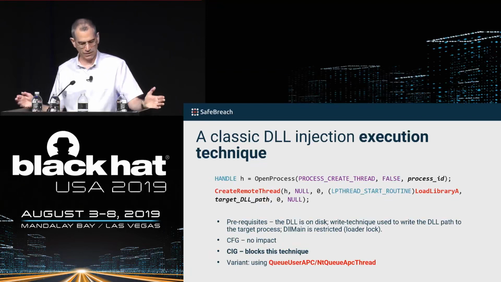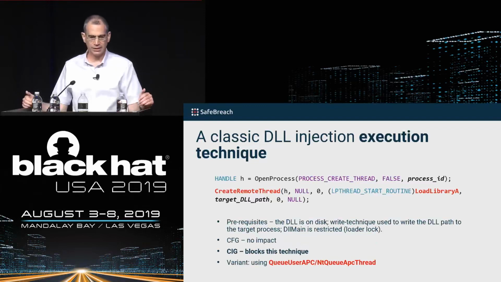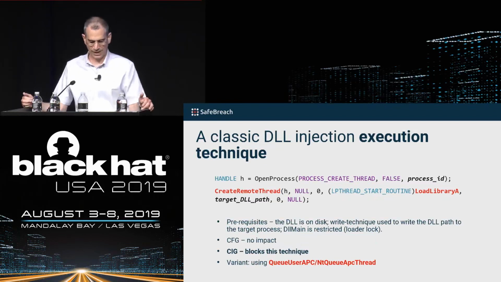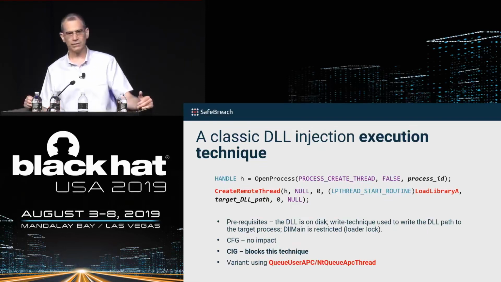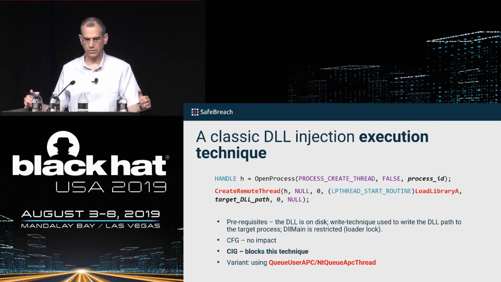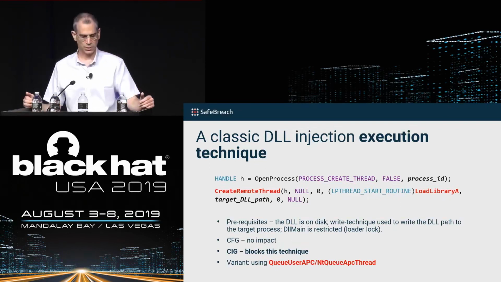The prerequisites are pretty obvious. The DLL should be on disk. We need to have a writing technique to write the DLL path to the target process. Interestingly, the execution occurs because the loader runs DllMain during the loading of the DLL, and this DllMain function is restricted because it's executed under the loader lock. So there are several restrictions. There's a URL in our paper that provides information from Microsoft on what those restrictions are. Nevertheless, it's still very useful.